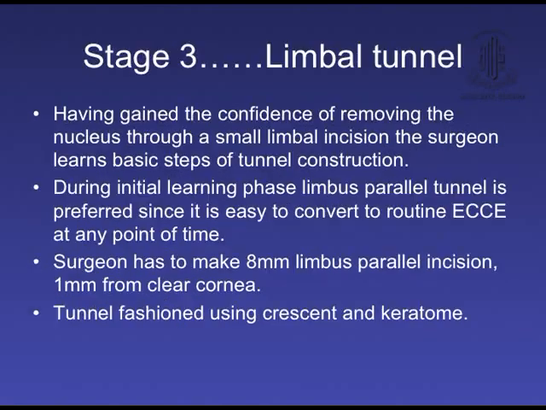The section should be closed with sutures at the end of the surgery because it's 8 to 9 millimeters in size. Now stage 3 is the limbal tunnel construction. Having gained confidence in removing the nucleus through a smaller limbal incision, the surgeon learns the basic steps of tunnel construction. During the initial phase, a limbus parallel tunnel is preferred since it is easier to convert to ECCE at any point of time. The surgeon has to make an 8 millimeter limbus parallel incision which has to go 1 millimeter into the clear cornea. The tunnel is fashioned using a crescent and a keratome.